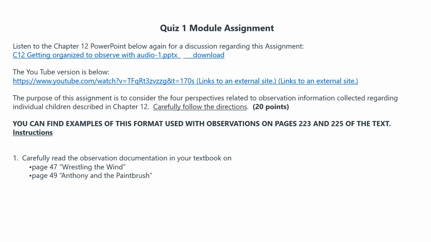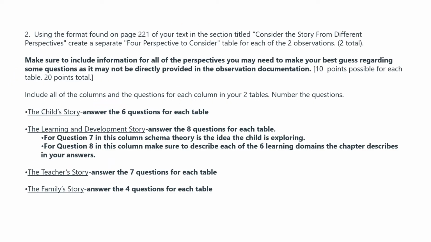And so the first thing you're going to do is go to some pages more towards the beginning of the book, and on page 47 read the observation titled Wrestling the Wind. And then secondly, you're going to go to page 49 and read the observation Anthony and the Paintbrush. Then we're going to use those observations to look at four perspectives through which we might view those observations.